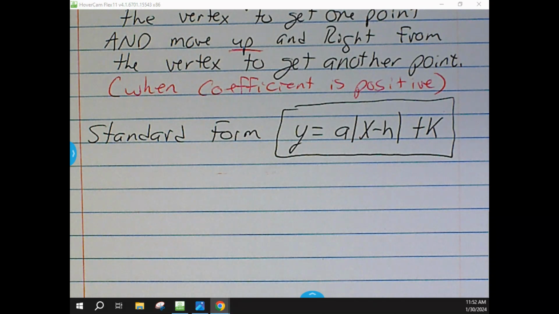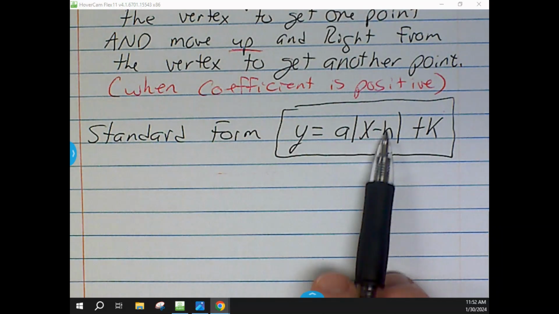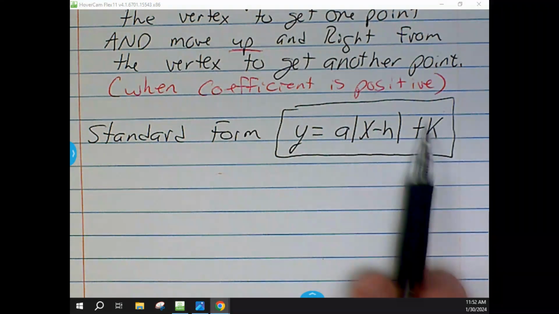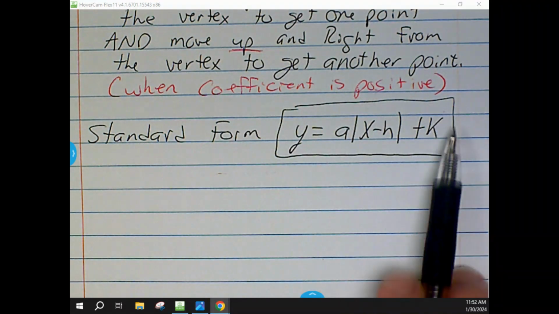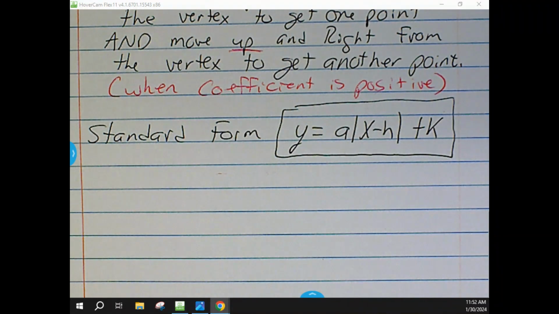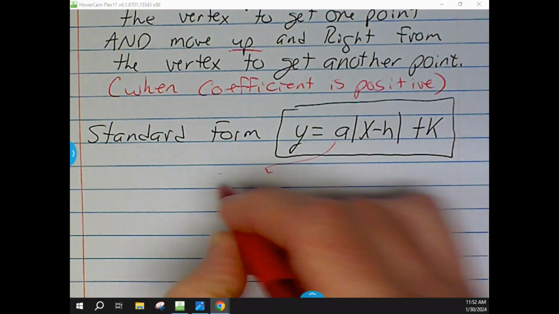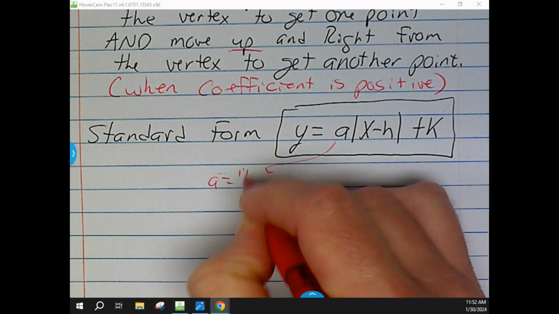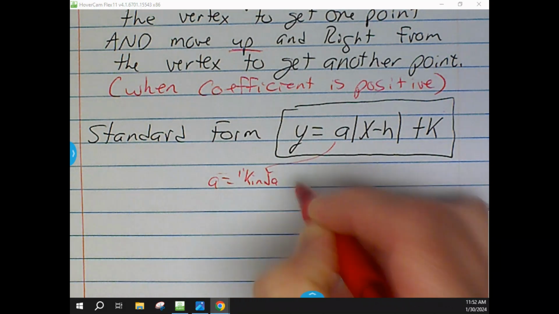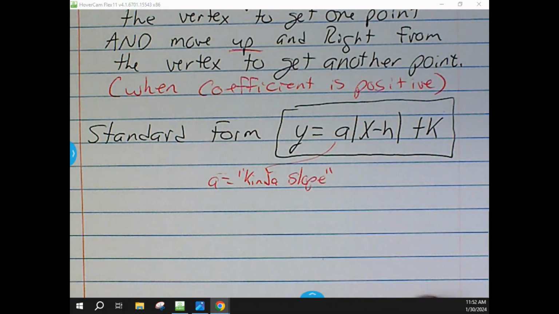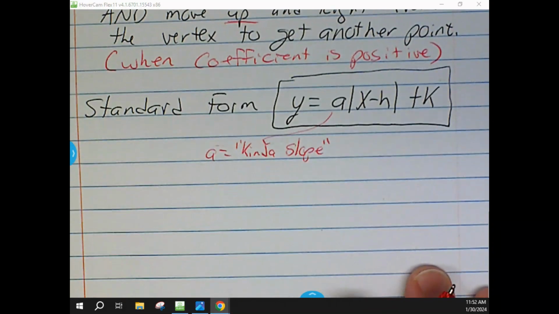Now, we already kind of looked at this yesterday because we were talking about this a little bit. This number on the inside tells you how much you're going to move left and right in the opposite direction. This number on the outside tells you how much you're going to move in the vertical direction. And that's basically what you have for this part. The a value that's here, that's your kind of slope. It's not exactly slope, but it's along those same lines.